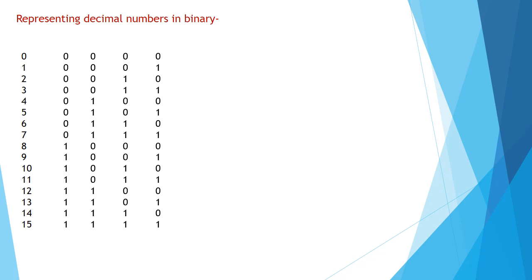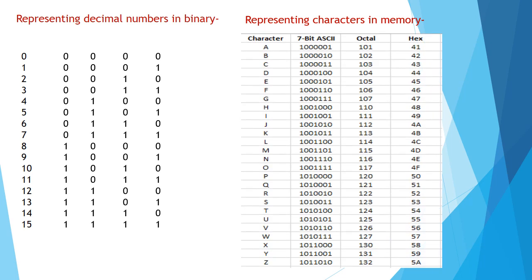Okay, let's move further. Representing characters in memory. Now we are going to show you a table that lists how to convert one code to another form. Here we have a list with the characters from A to Z, A B C D E F G till Z, and the 7-bit ASCII code is given. Right now we have discussed 4-bit codes, and here it is the 7-bit ASCII code. This ASCII code is also represented in octal codes, that is the octal representation of these characters, and next we have the hexadecimal representation of these characters.